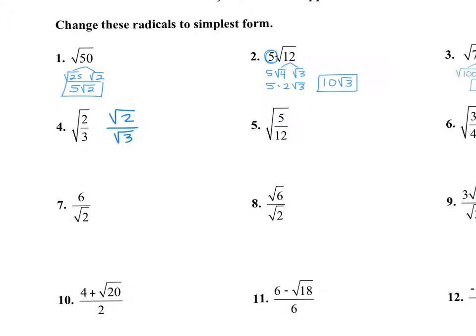Okay? And the way you get a radical out of the denominator is you multiply it by itself, because what is the square root of 3 times the square root of 3? It's 3, okay? But here's the thing.